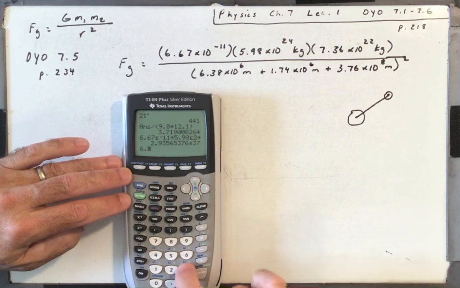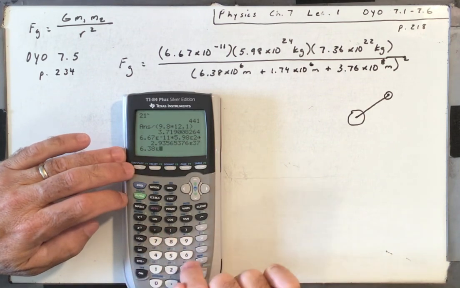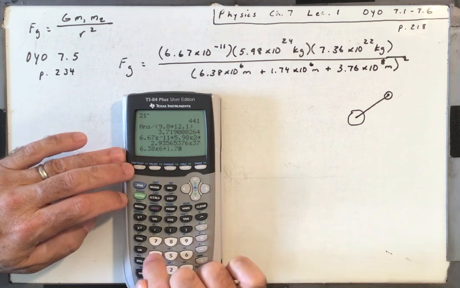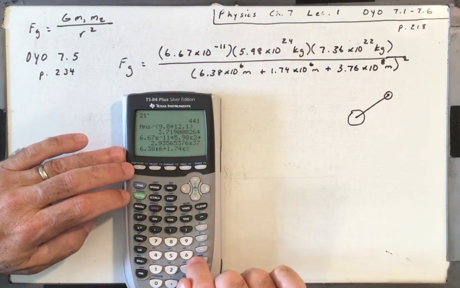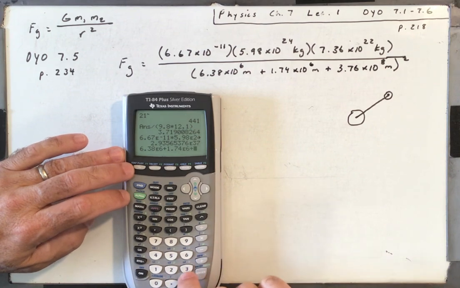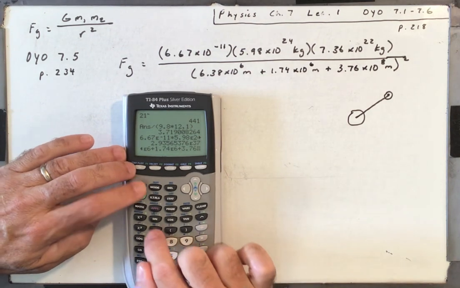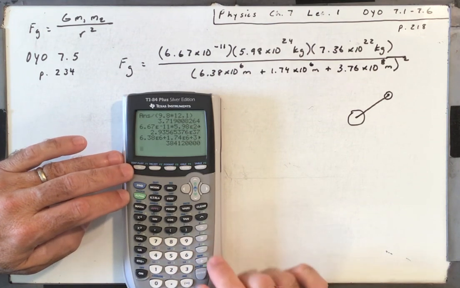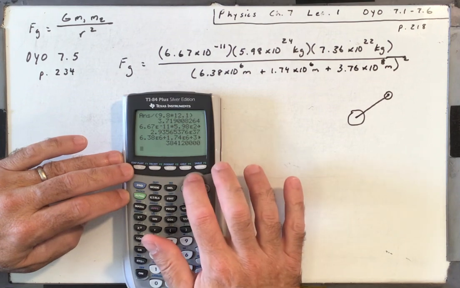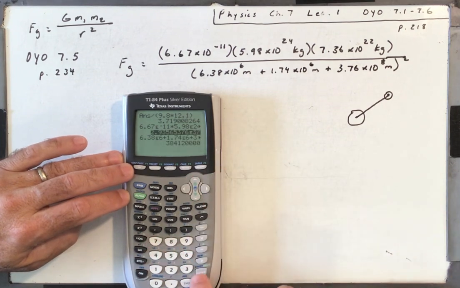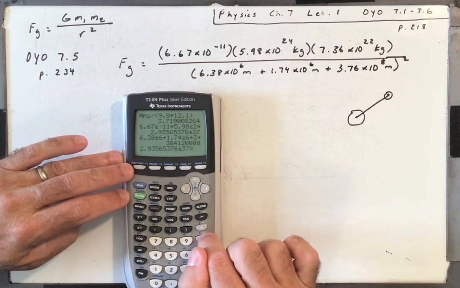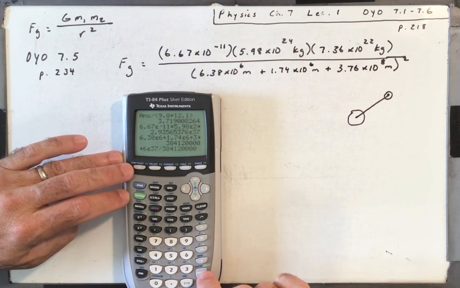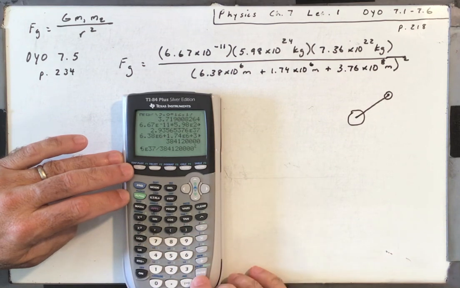I've got 6.38 times 10 to the 6th plus 1.74 times 10 to the 6th plus 3.76 times 10 to the 8th. All right, that's our denominator. We're going to have to square it. Okay, so what I'm going to do is arrow back up here, hit enter, and then divide by, arrow up there, hit enter, but then we're going to square that.